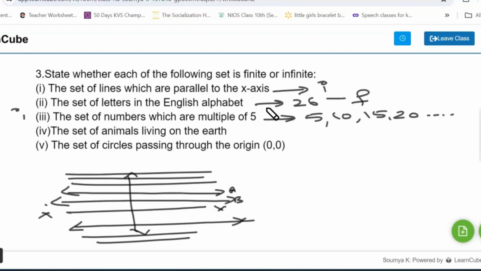Next one is the set of animals living on the earth. I hope these two questions can be done, and share the answer in your comments.